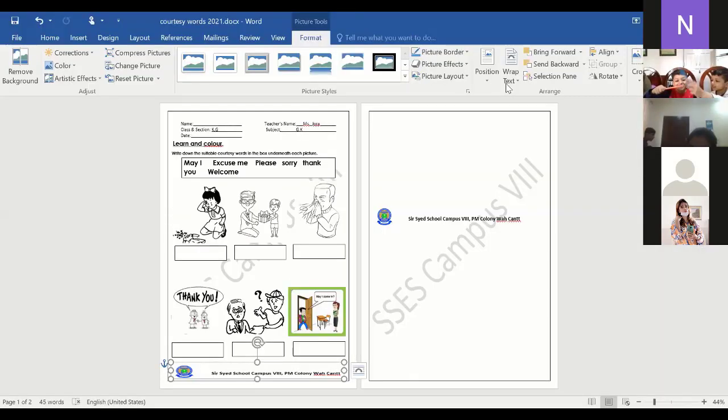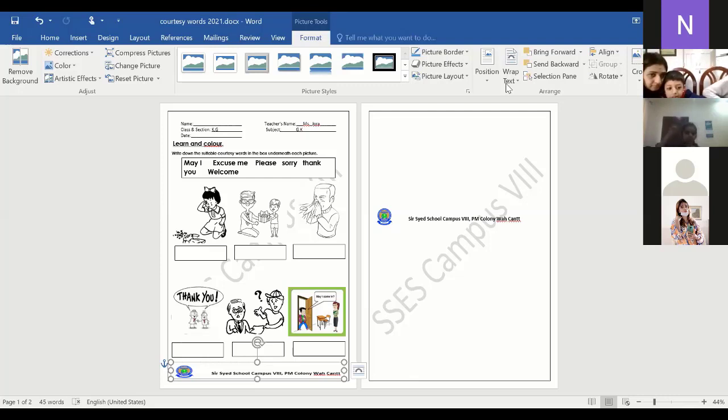Okay, now, can you all see the worksheet? Raise your hand if you can see the worksheet. Okay, I can see some of the students raising their hands. That means they can hear me and they can see the worksheet.